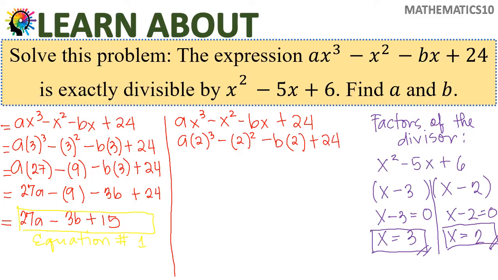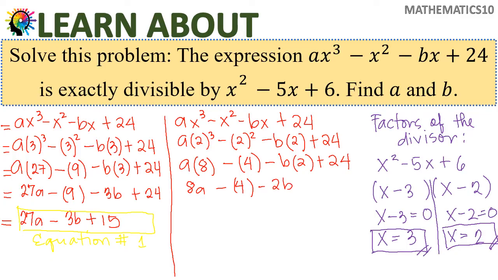Next, what is 2 raised to 3? So 2 times 2, 4 times 2, 8. Then 2 raised to 2, it's 4. And I'll just simply copy the rest of the terms here. Okay, next to that, multiply the terms which we really need to multiply. 8 times a, so 8a. Then I'll just copy the 4 for a while. Then negative b times 2 is negative 2b.